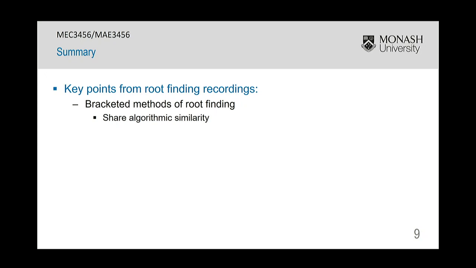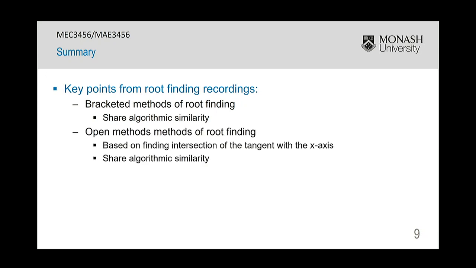So, the last 4 videos are focused on root finding, and the key points that we need to worry about are, first of all, for one-dimensional functions, there are 2 key methods, bracketed methods. The 2 methods that we looked at share algorithmic similarity. The only thing that changes is the way in which you make your next guess. The other class of methods are known as open methods. They're based on finding the intersection of the tangent to the function with the x-axis. And again, the 3 methods that we looked at share algorithmic similarity, and you need to know the underlying concept. The formulas are not important. You can derive them.